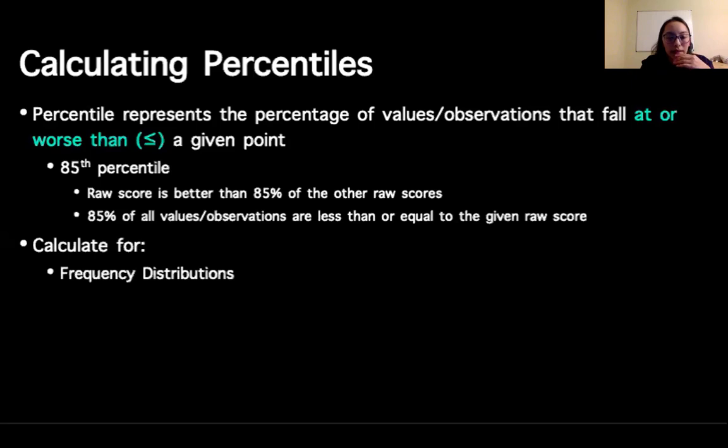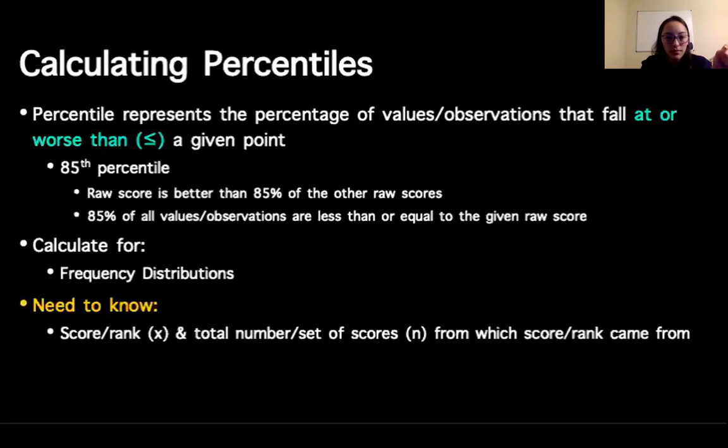But in order to calculate percentiles, usually we're going to be looking at a frequency distribution, and we have different examples. So we have simple, which you guys looked at last week. We also have a grouped frequency distribution. And then there's another simple, but it's with discrete data instead of continuous data. So we'll keep going. But basically, the things you need to know are the raw score that you're evaluating and how many scores were in the entire set of data. So usually that's going to be your sample size.